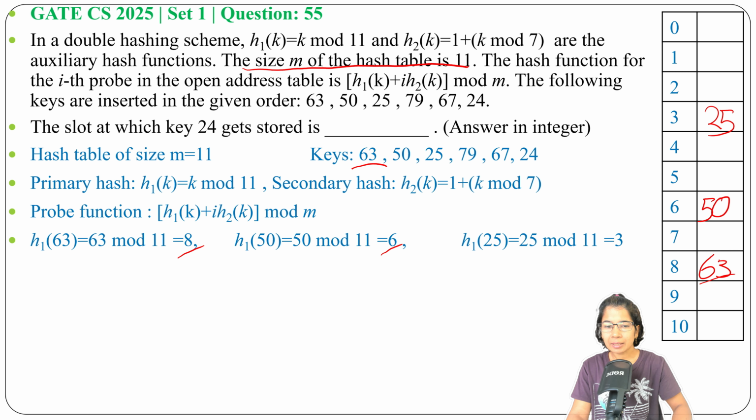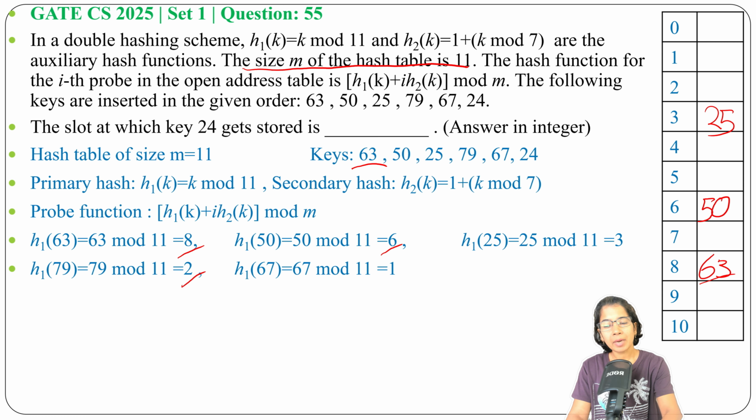Next is 79. 79 mod 11 is 2, 79 minus 77. 2 is empty, so we can store 79 here. Next 67. 67 mod 11 is 1. 67 we can store here. In the question, it's asking about 24.